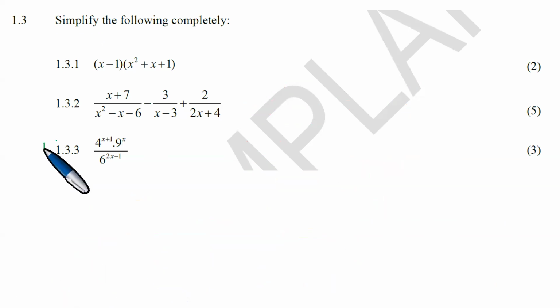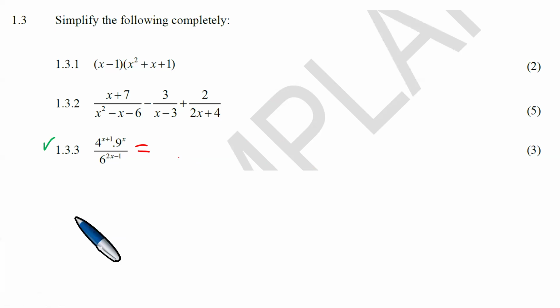1.3.3. This one. What do you do with this one, Paul? 2 to the power of x times 2 to the power of 1, times 3 to the power of 2. Okay, please say again. To the power of x. What do you write? 2 to the power of x. Okay, good.